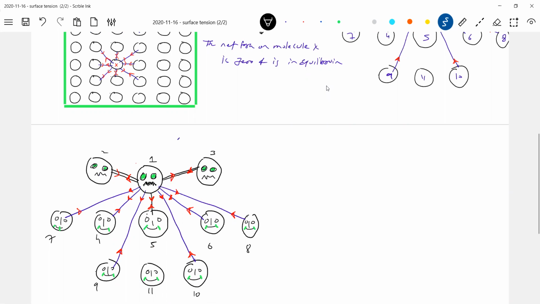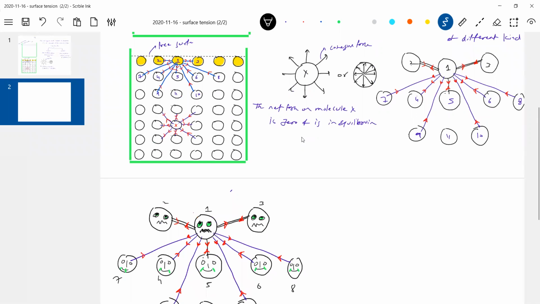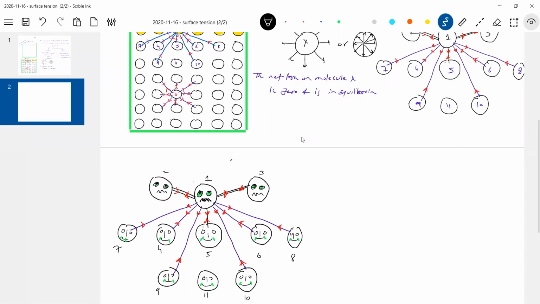Even high balls I'm also showing. Yeah, look at that one. So they're struggling a lot. So what are molecules 1, 2, 3? They are on the free surface. The same thing happens for that. So now if you go and check it, the resultant of these two forces will balance this particular thing.